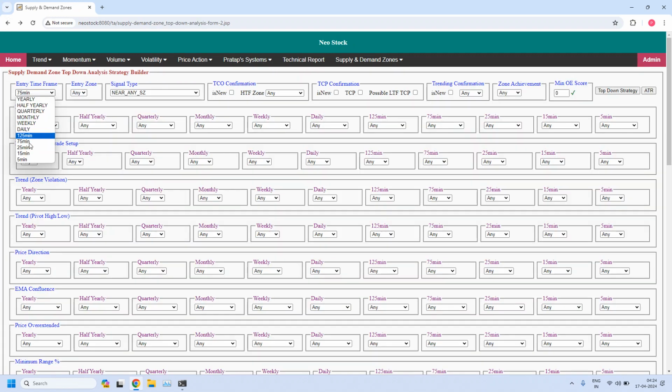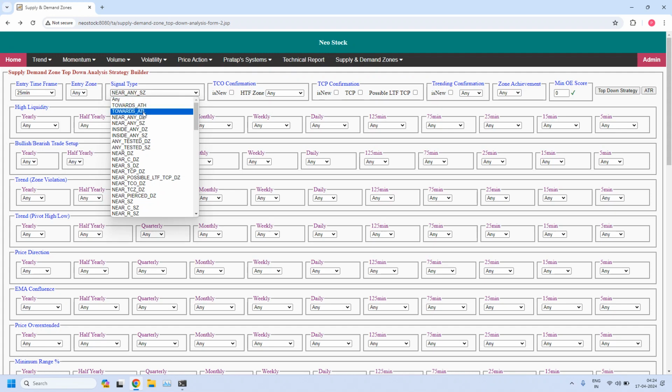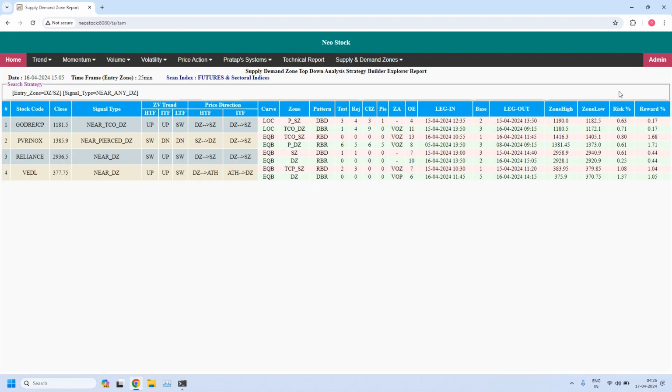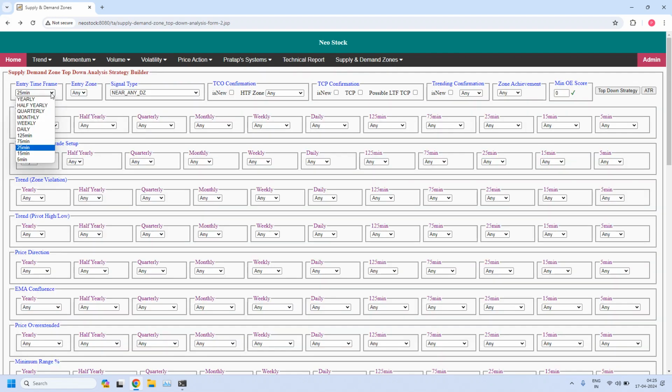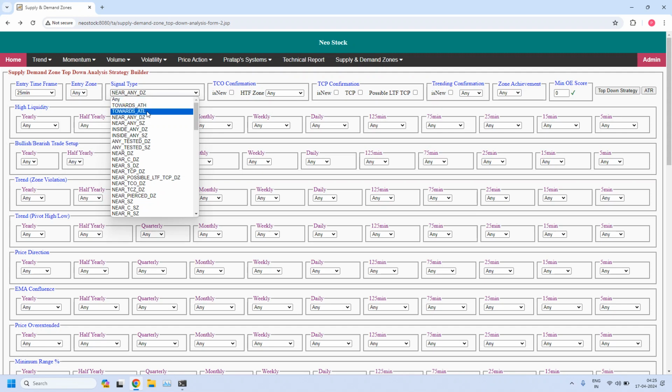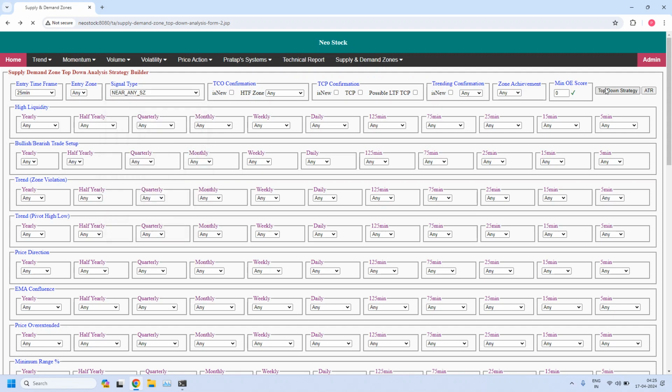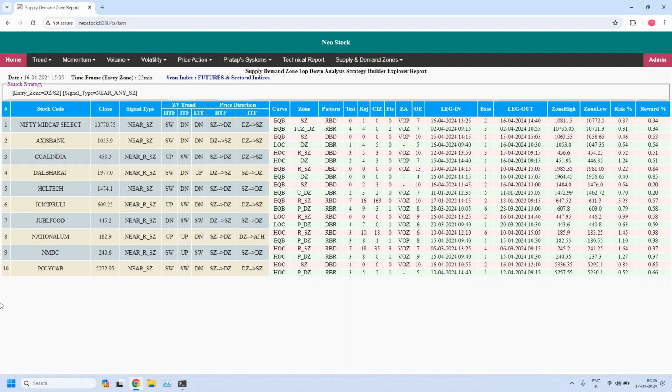I'm changing the time frame to 25 minutes. Let us find the stocks near 25 minutes demand zone. So these 4 stocks are filtered. So let me go back. For 25 minutes time frame, let us find the stocks near 25 minutes supply zone. So these 10 stocks are filtered. I'm going back.